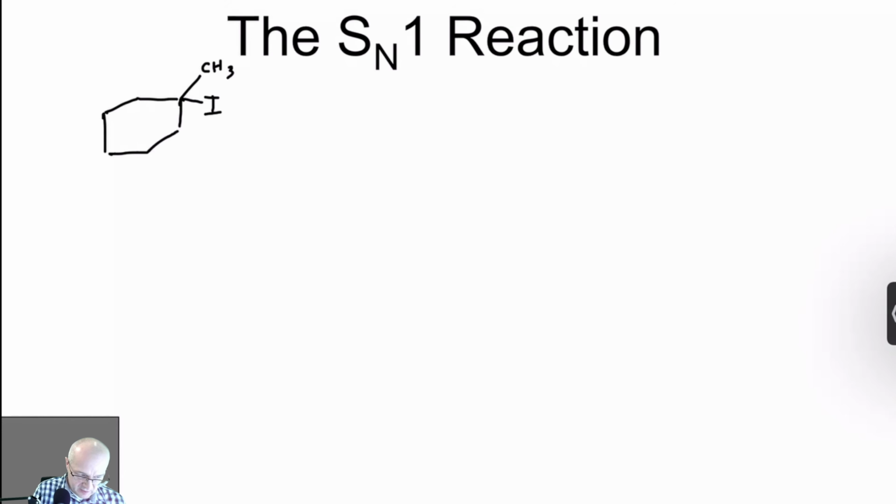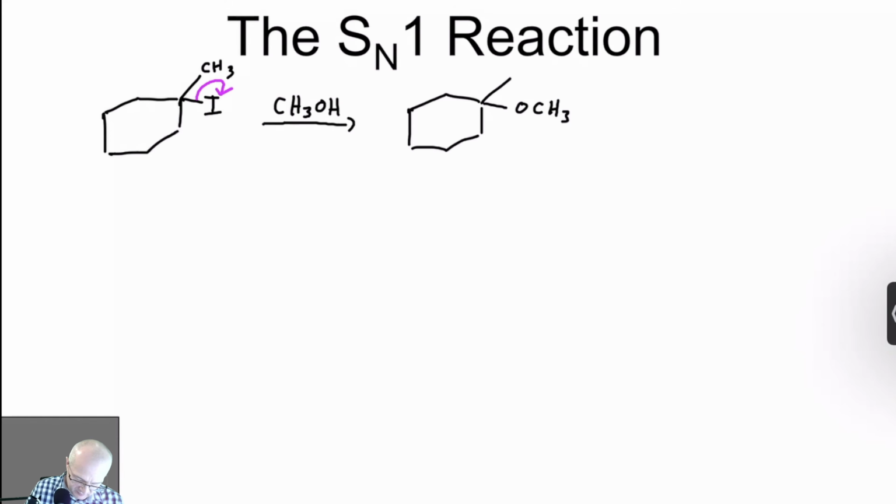How about this one? And we'll react it with methanol. Any alcohol will do this, but methanol is convenient because it's small, easy to draw. Okay, so step one. Leaving group leaves. And that's going to be an equilibrium. Carbocation forms. No problem. Leaving group leaves, carbocation forms. Solvent attacks.